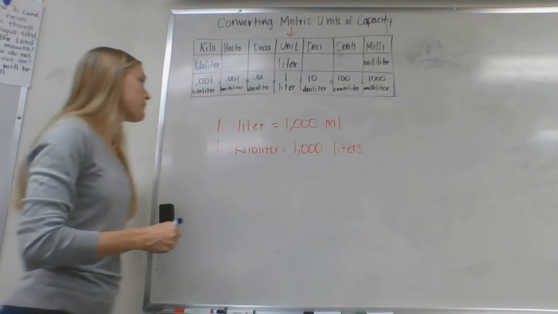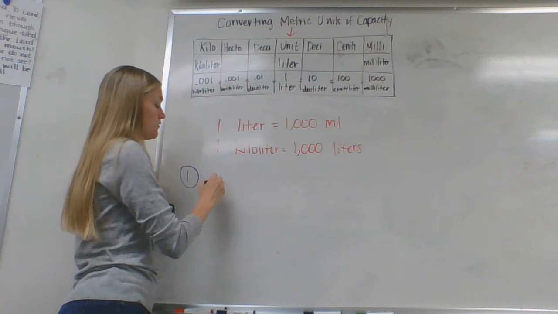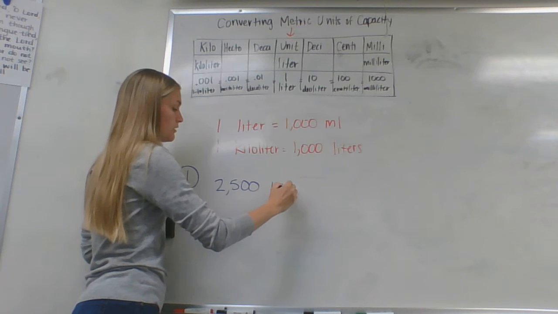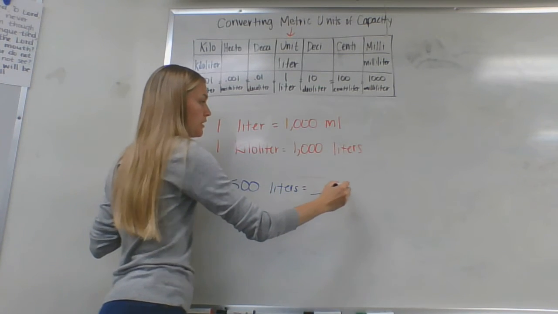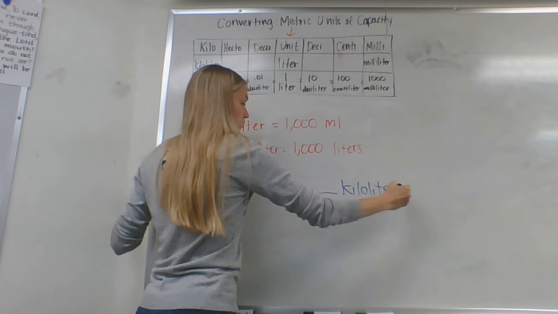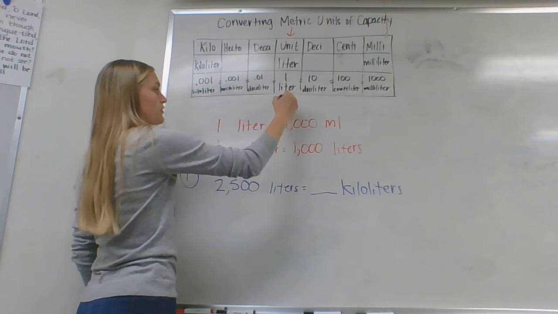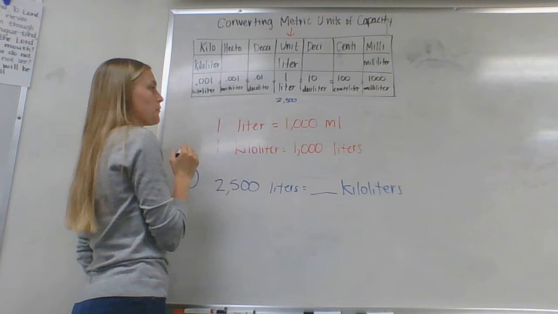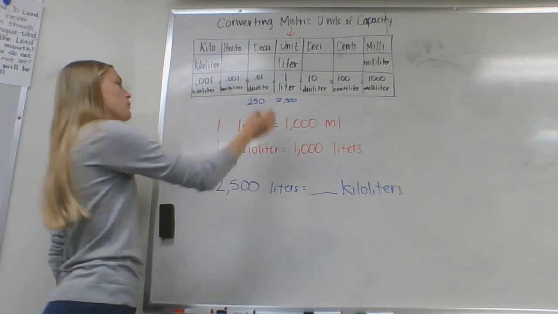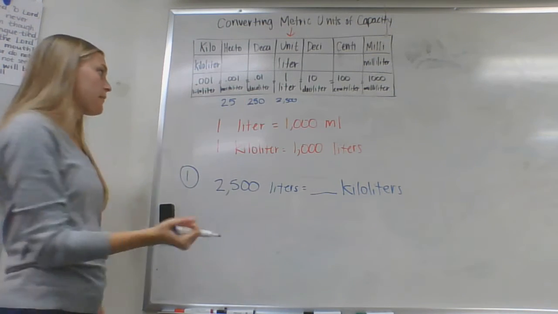So let's do some examples. Example 1, if we have 2,500 liters, I want to know how many kiloliters that is. Okay, so we're starting from liters, and we're trying to get to kiloliters. We got 2,500. We move over 1, we're going to divide by 10, which would be 250. Move another one, we're going to divide by 10 more, be 25 hectoliters. And then finally, we're going to move over 1 more.